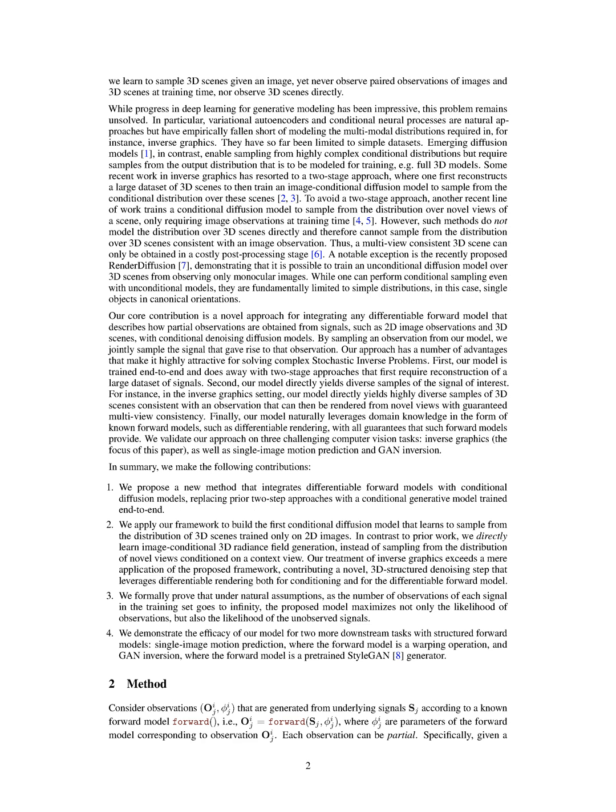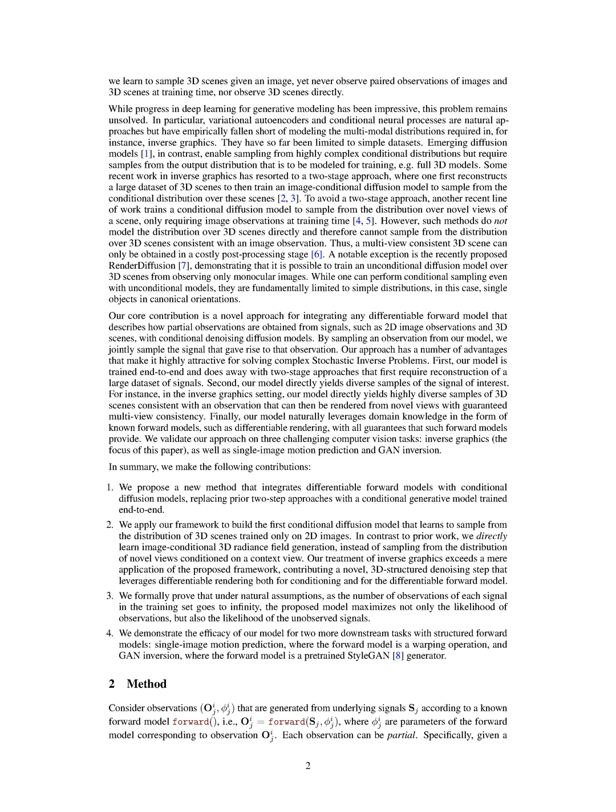Section summary. The problem of reconstructing a 3D scene from a single image is challenging due to the unobserved parts of the scene. Previous data completion methods are not suitable for 3D scene completion, and a diffusion-based framework is introduced to tackle this problem by enabling sampling from a distribution of signals consistent with partial observations generated from the signal by a non-invertible forward model. The proposed approach integrates differentiable forward models with conditional diffusion models, replacing prior two-step approaches with a conditional generative model trained end-to-end, and is validated on 3 challenging computer vision tasks.